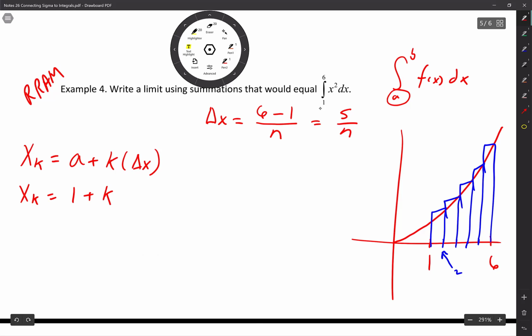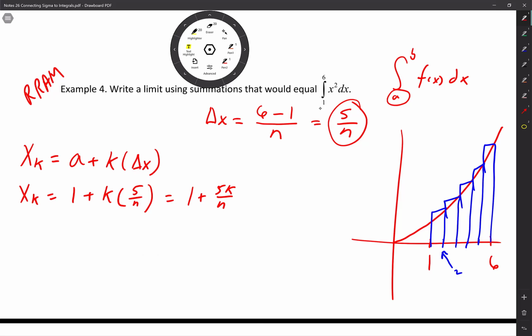1 plus k. And your delta x is 5 over n because we don't know how many rectangles we're going to use. So write it like this. You like to have the k on the right-hand side. So 1 plus 5k over n. So now I'm going to do this. Limit as n approaches infinity. And we're going to sum. I start at k equals 1 because I'm using the letter k. We could use the letter j or i. All the way to n.